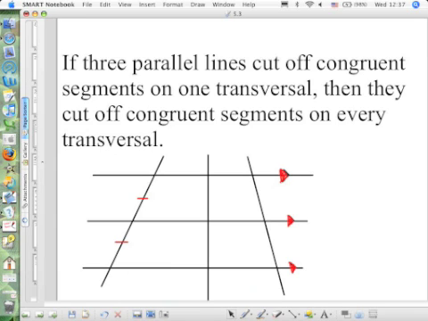Another theorem about parallel lines: if 3 parallel lines, we'll call them line L, line M, and line N, and they are all parallel to each other, cut off congruent segments on one transversal, here's transversal T, where it passes through those 3 lines, notice that there are 2 equal segments formed, then they cut off congruent segments on every transversal that passes through them. We'll call this transversal S, and we'll call this transversal R.